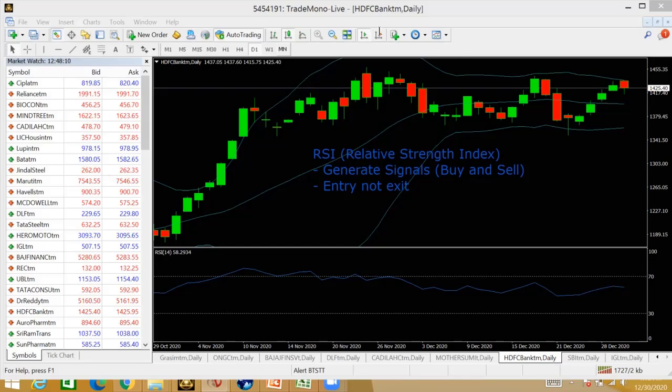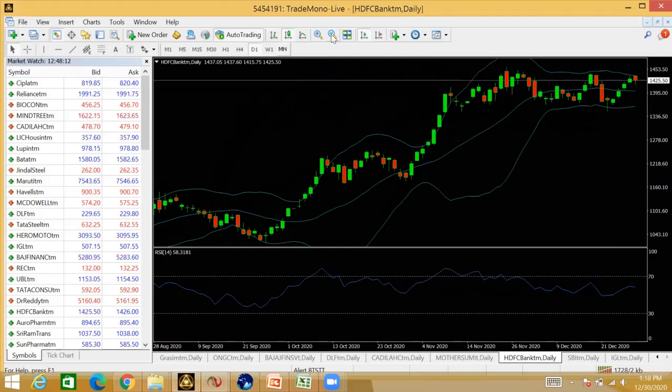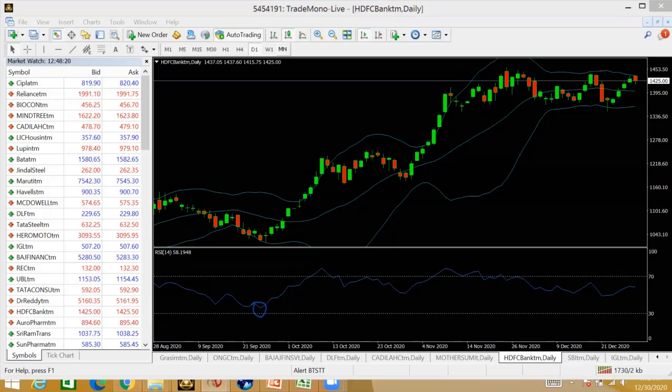Now let me show you how we can generate signals through RSI. Let me narrow down the graph. Now the entry here for Bollinger Band is here. This is the buying level. These are the selling levels. Now there are three entries as per the RSI. This entry is a buying entry. These two entries are selling entries. So this level is a buying level, and these levels are selling levels.